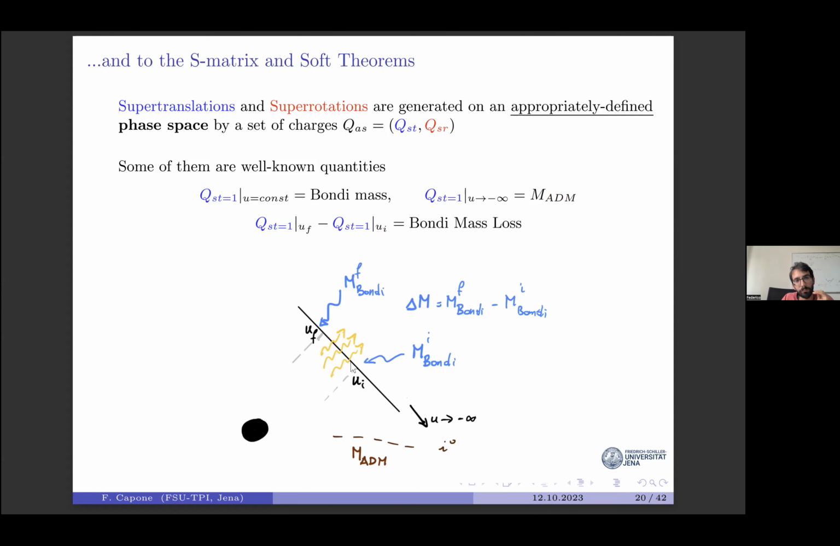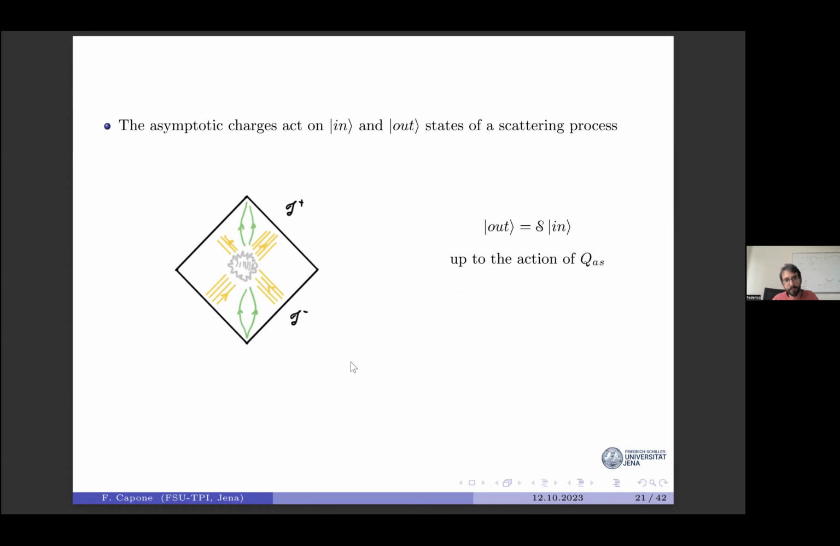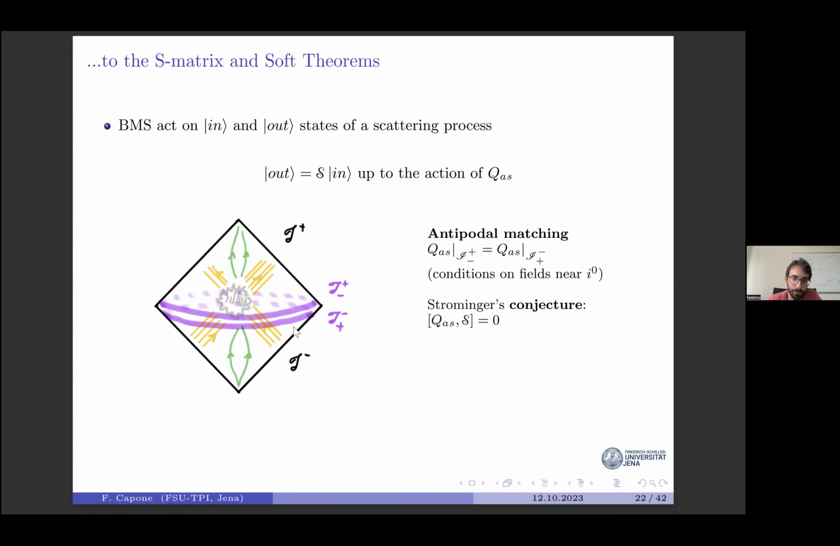Okay, so now once you have constructed your charges, these are charges that act on an asymptotic phase space. So they act on the in and out states of the scattering process. And in order to make the action consistent, you have to make sure that there is a unique symmetry group acting both on past null infinity and future null infinity, so scri minus and scri plus. And this is done by imposing conditions on the fields on these purple circles in the diagram, near spacelike infinity. And once you do this, you can conjecture, following Strominger, that the S matrix commutes with the asymptotic charges.